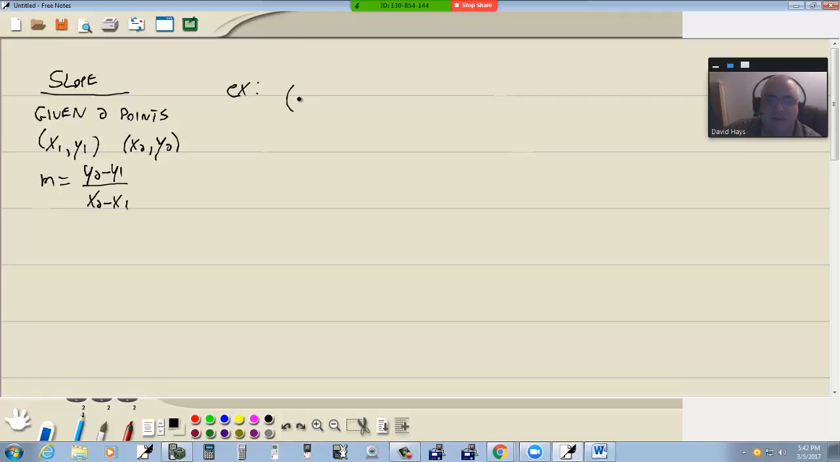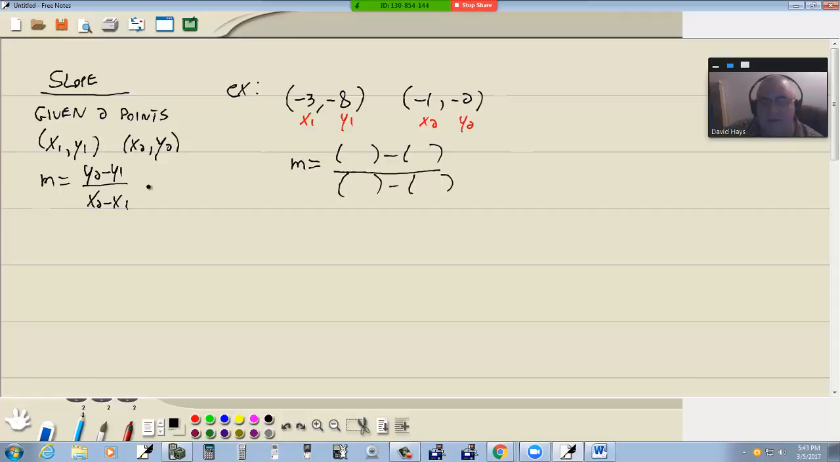For example, if you're given negative 3, negative 8, and negative 1, negative 2. This is my first point, so I'll label this as x1, y1. This is my second point, so I'll label this as x2, y2. Now I'm going to go to my formula for slope, always represented by little m, and everywhere I have a variable I replace with a set of parentheses. So y2 minus y1, so parentheses minus parentheses, and x2 minus x1. And then you plug in what you identified. y2 is negative 2, y1 is negative 8, x2 is negative 1, and x1 is negative 3.